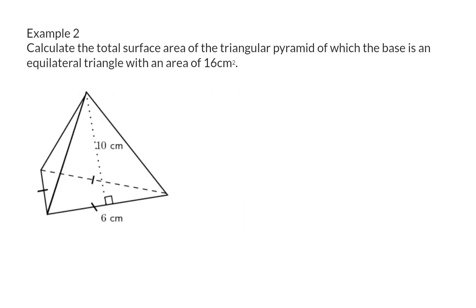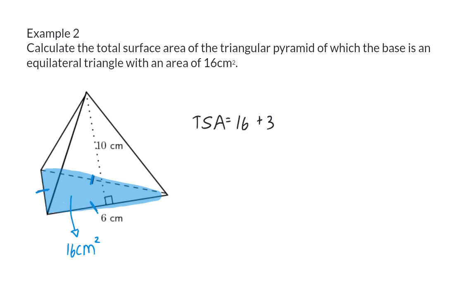Example 2. Calculate the total surface area of a triangular pyramid of which the base is an equilateral triangle with an area of 16 centimeters squared. Here we are given the information that the base of this pyramid is a triangle of which all the sides are equal in length and 6 centimeters. We are also told that this base has an area of 16 centimeters squared. So when it comes to determining the total surface area of this pyramid, we already have the area of the base. Now we just need to add the area of the 3 inclined triangles.